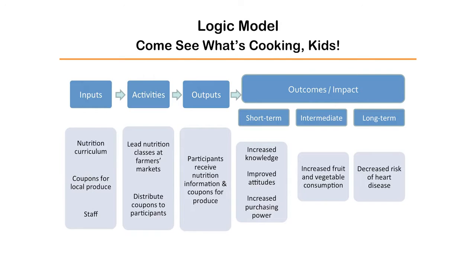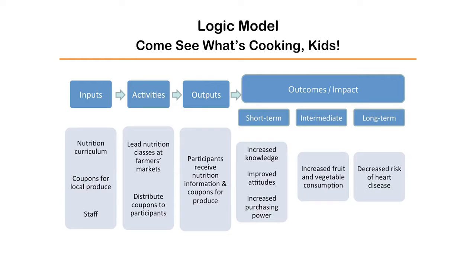So this is an example of a logic model. This is drastically simplified from what we would normally have, but it's easier to present this way. This is for a New York City Health Department program called Come See What's Cooking Kids, which does nutrition education for children in farmers markets that serve low-income communities. So starting at the left, the first column is for inputs, and these are the resources that go into a program. And in this case, the inputs are nutrition curriculum, coupons for local produce, and staff.